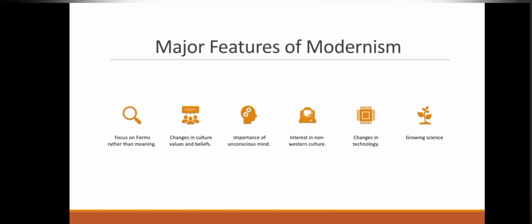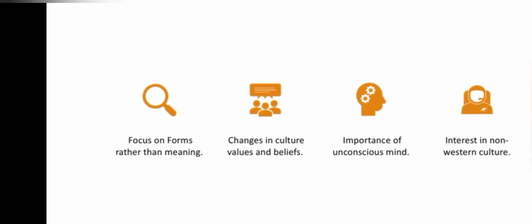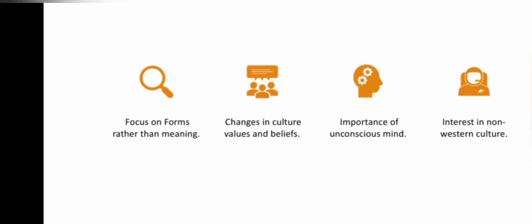Now we will discuss the major features of the writing of modernism. Number one, it includes a focus on form rather than meaning. It means that people were focusing on form rather than on its meaning. Then, changes in culture, values and beliefs. There were a lot of changes in culture, values and beliefs.